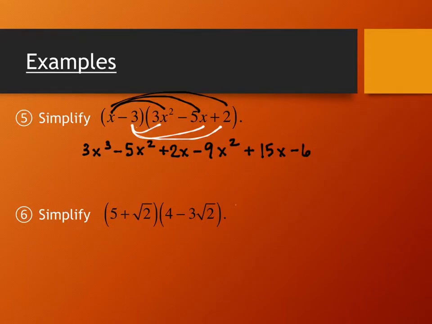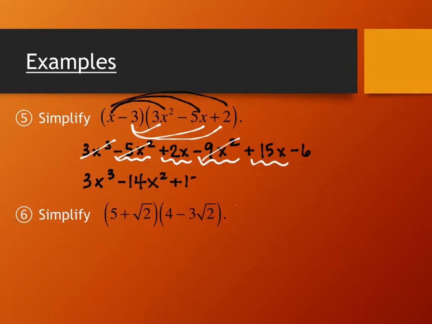Lots of terms. 6 of them, in fact, right? And some of them do combine. If we're going to go with order of descending exponents, the 3x cubed is already in the first location, so that's kind of nice. There are 2 terms that have squares in them. I have negative 5x squared and negative 9x squared. What does that give me if I combine those? Right, negative 14x squared. So those are sort of taken care of now. I also have 2 terms that have x in them. I have a 2x and a 15x to give me 17x. And then there's 1 term left over at the end all by itself, which is a negative 6.